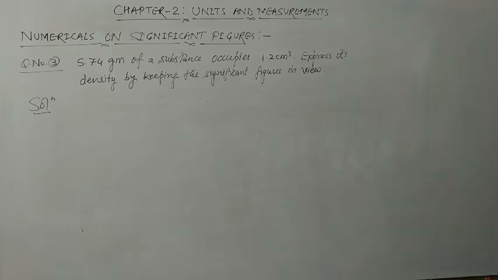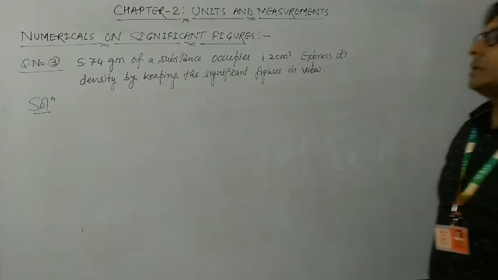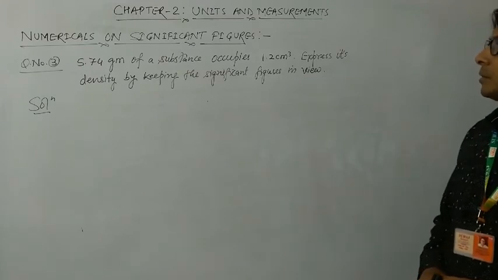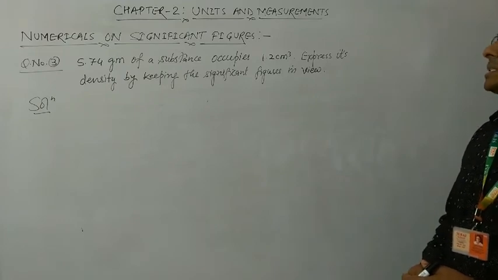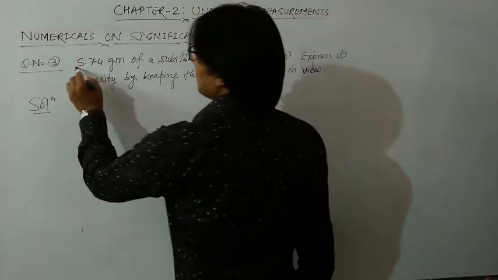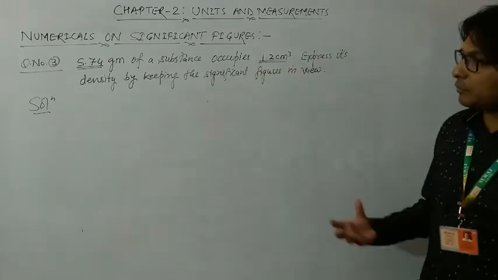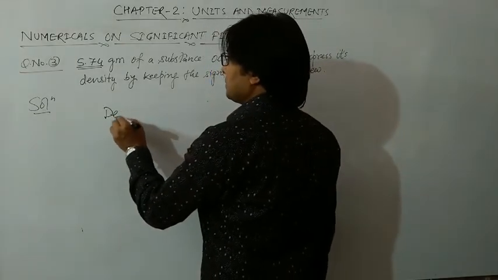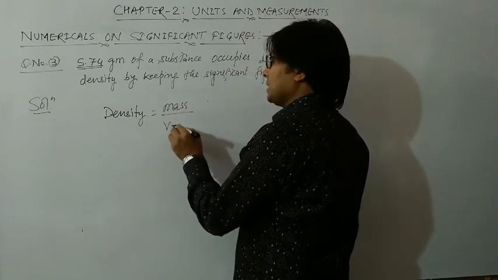Okay, now moving on to the next question, question number 3 on significant figures and rounding of numbers. 5.74 gram of a substance occupies 1.2 centimeter cube of volume, and we have to express its density by keeping the significant figures in view. So this is the mass of the substance which is given, and this is the volume of the substance which is given, and we have to find the density of that substance. You must know the formula of density is mass divided by volume. Mass per unit volume is known as density.